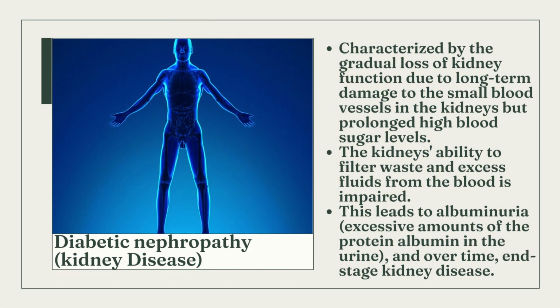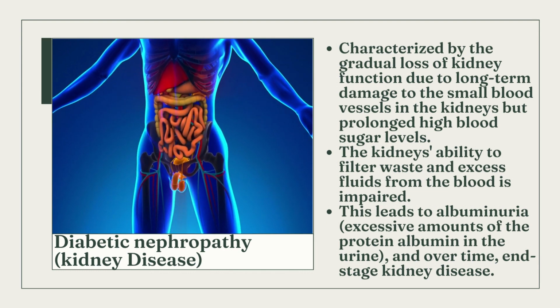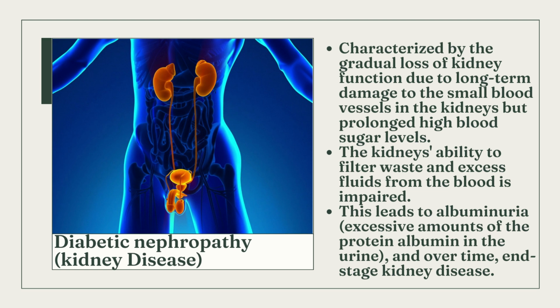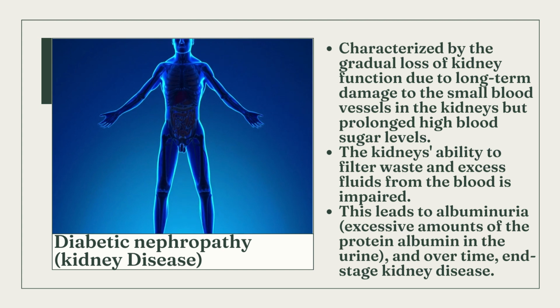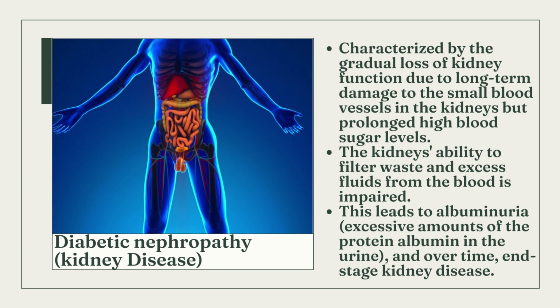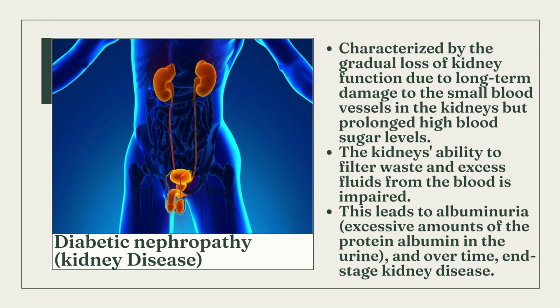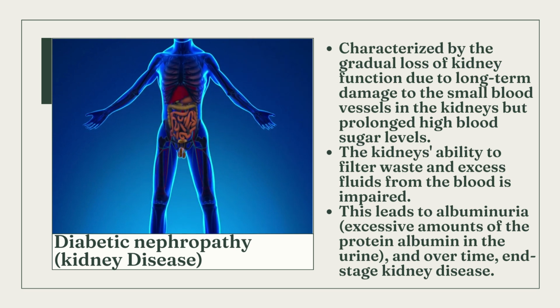Diabetic nephropathy. Diabetic nephropathy, also known as diabetic kidney disease, is a serious complication of diabetes that affects the kidneys. It is characterized by the gradual loss of kidney function due to long-term damage to the small blood vessels in the kidneys. High blood sugar levels in individuals with diabetes can cause damage to these blood vessels, impairing the kidney's ability to filter waste and excess fluids from the blood. Initially, this leads to albuminuria, excessive amounts of the protein albumin in the urine, and over time can progress to end-stage kidney disease requiring dialysis or a kidney transplant.